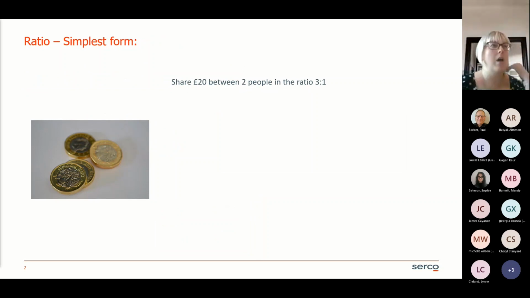So I've just got a question here. More often than not, you will find ratio is presented in its simplest form. In its simplest form basically means the lowest form that you can get, but that usually relates to a bigger number. So for this example, we've got: share £20 between two people in the ratio of 3 to 1. So we've got 3 to 1, A to B. Before I go through how you do this, would anybody like to tell me what the answer is?